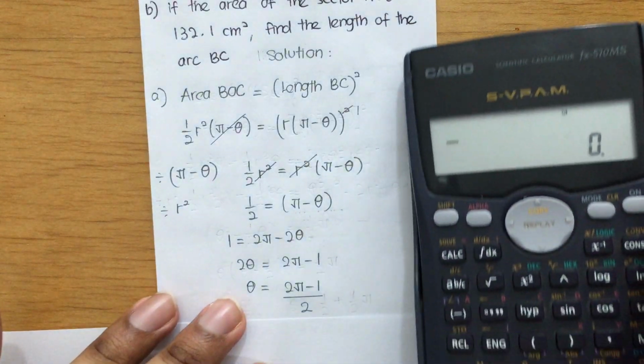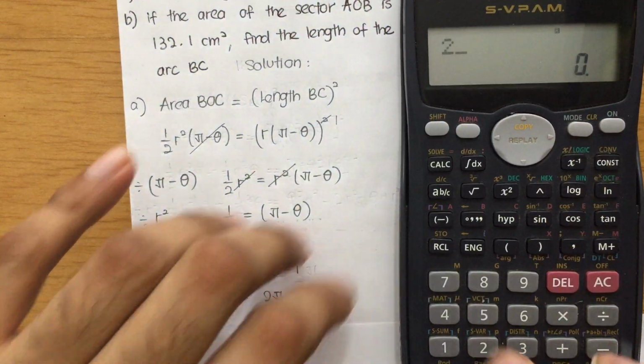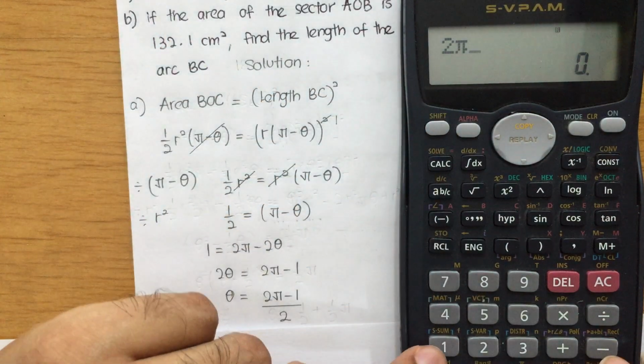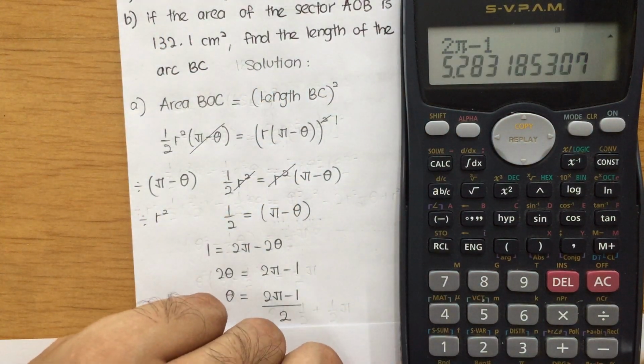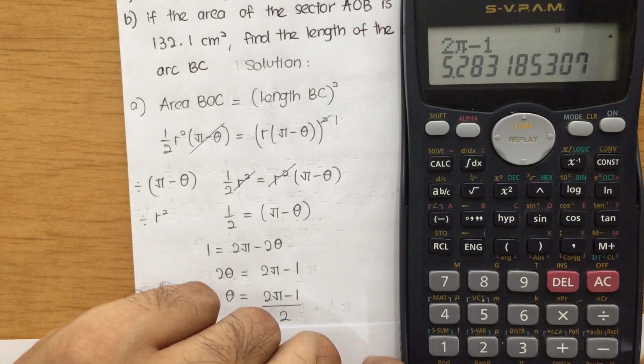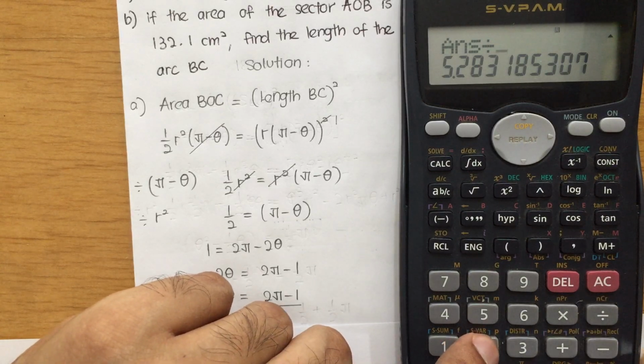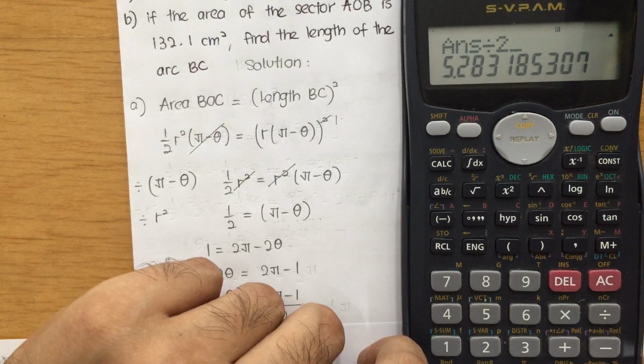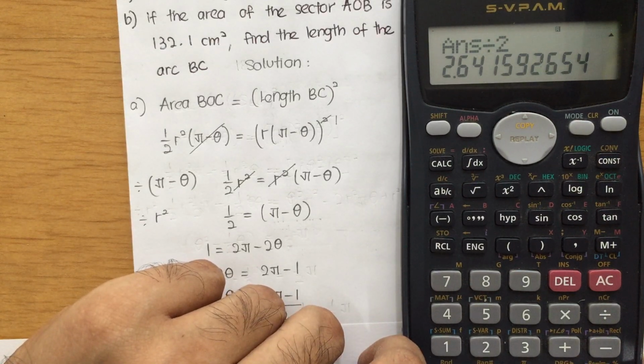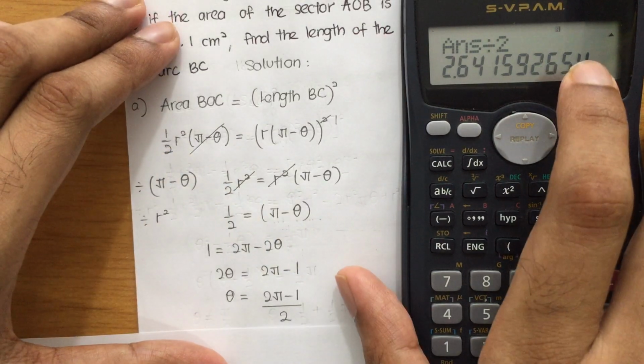2 pi minus 1. So from here you get 5.28318, and then you have to divide the answer with 2. So from here you get your answer 2.64159. Okay.